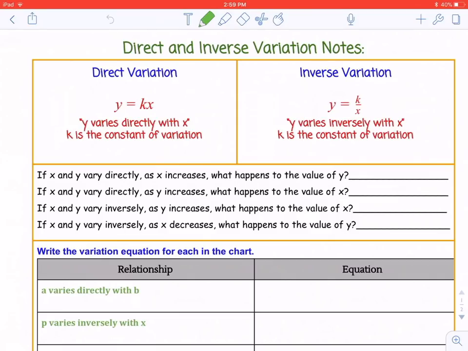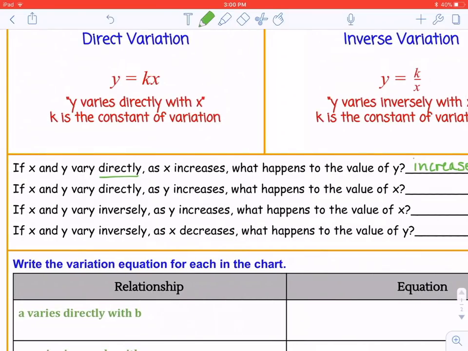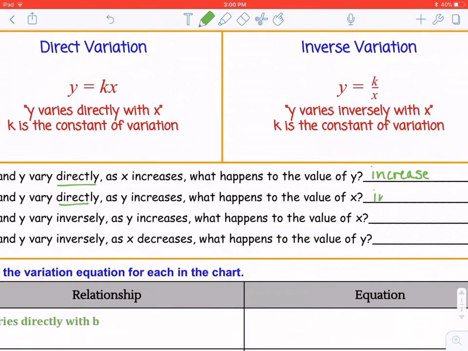So for this first statement, if x and y vary directly, as x increases, what happens to the value of y? So like I mentioned, when they vary directly, as one variable increases, the other would also increase. So if x increases, y increases if they vary directly. In the next statement, it says if x and y vary directly, y increases, what happens to x? It would also increase.